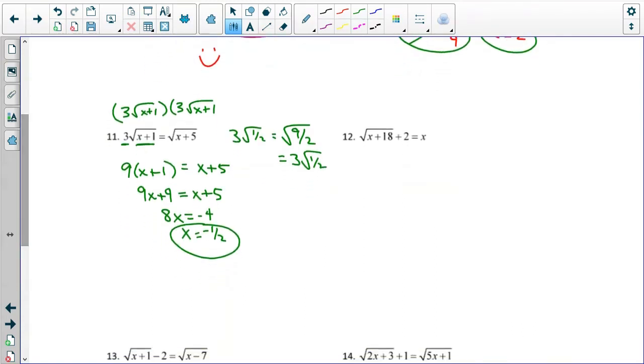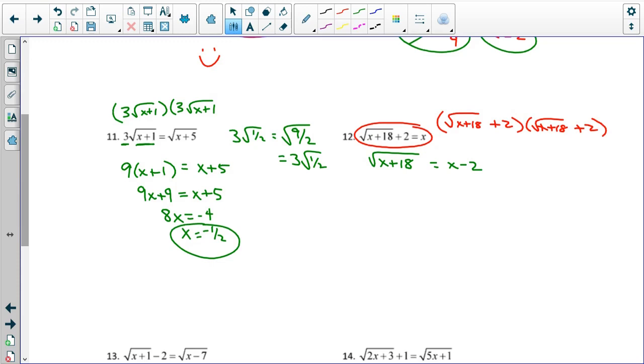A couple more problems. In a problem like number 12, you could square both sides in its current state, but that would make your life miserable. Instead, subtract the 2 from both sides. That will make squaring it much easier because now you don't have a square root anymore. If I squared it in its current state in the original problem, I would still have a square root when I did root x plus 18 plus 2 times root x plus 18 plus 2. I would still have a square root when I multiplied it all out. That's not something I want. So I subtract 2 from both sides.